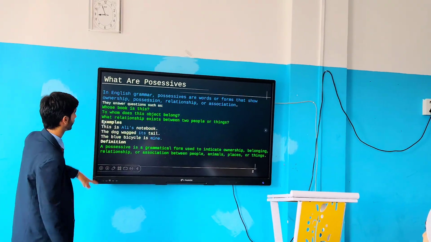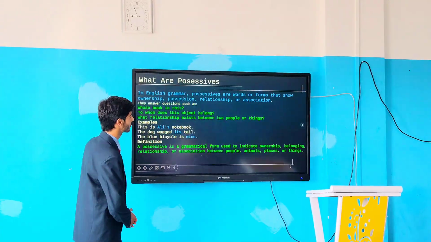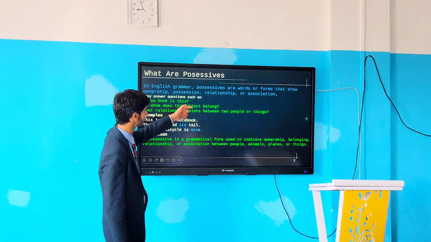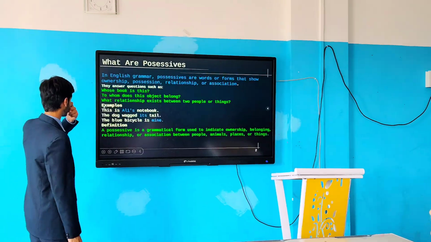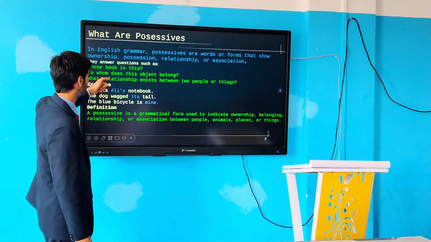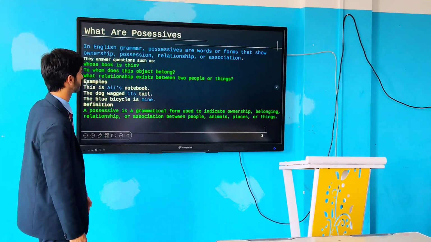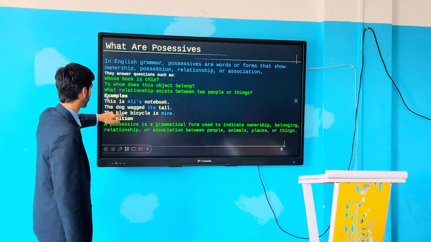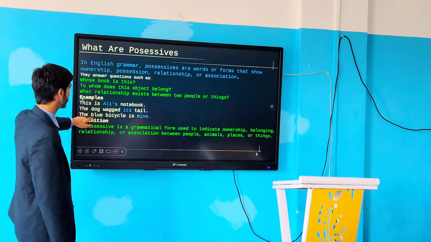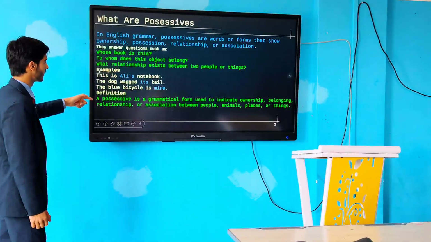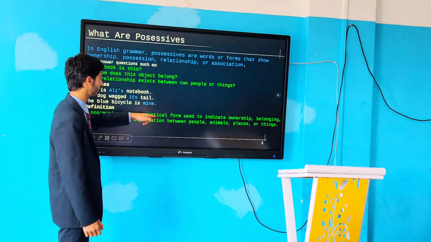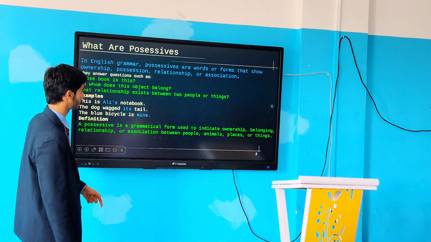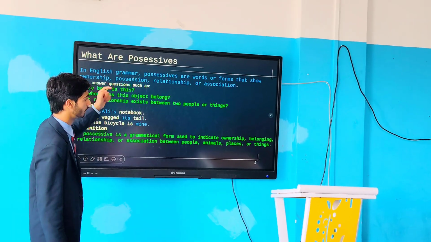First of all, what are possessives? In English grammar, possessives are words or forms that show ownership, possession, relationship and association. They answer questions such as: whose book is this, to whom does the subject belong, what relationship exists between two people or things. Examples include: this is Lee's book, the dog wagged its tail, the blue cycle is mine. A proper definition: a possessive is a grammatical form used to indicate ownership, belonging, relationship or association between people, animals, places or things.